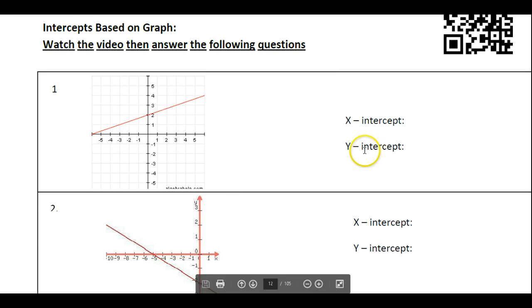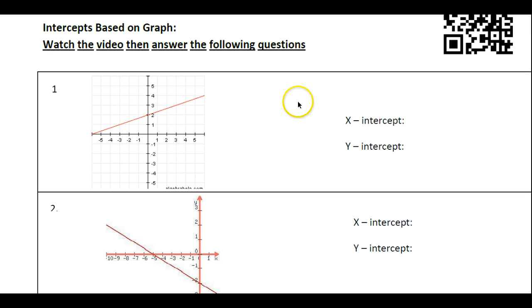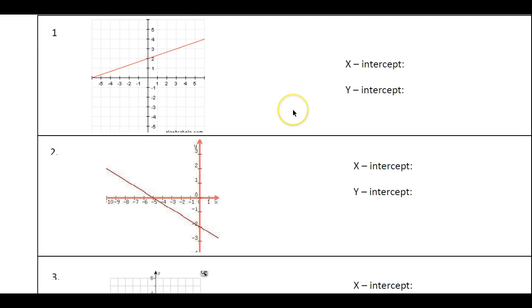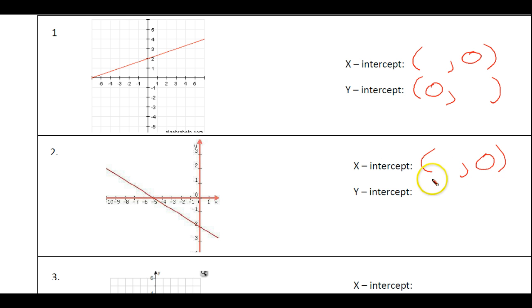Now here they're going to ask us to write the actual x and y intercepts. So let's give you a chance. Remember, they're going to be written as ordered pairs. And if it's an x-intercept, your y is 0. And if it's a y-intercept, your x is 0. So we can do that for both of these. X-intercept and y-intercept.